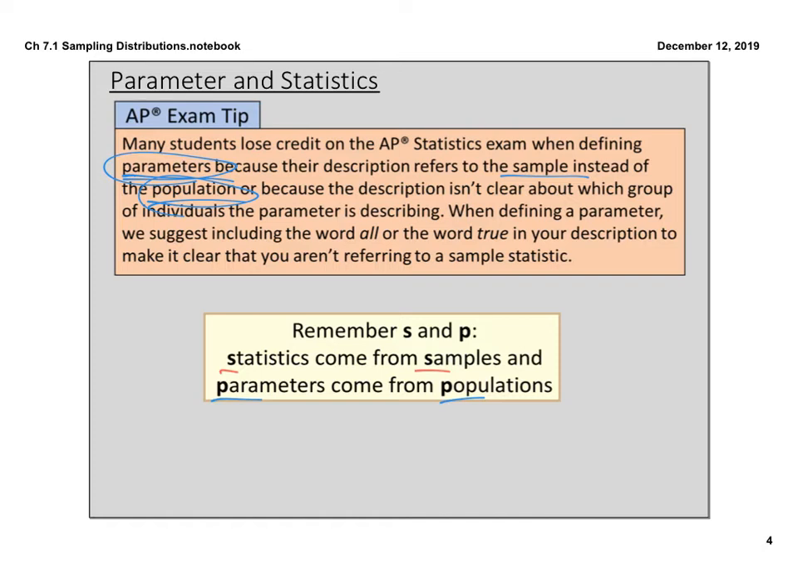It says when you're defining a parameter, we suggest including the word all or the true mean, like we said, true minimum temperature. Things like that will help you get to the point that you're talking about the actual population and not just a sample.